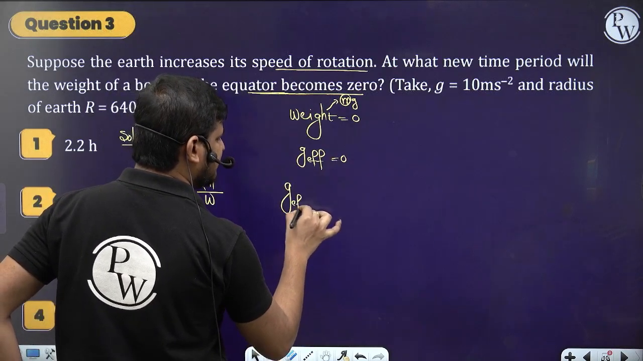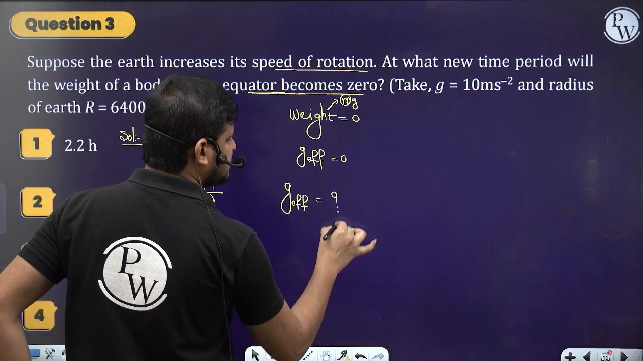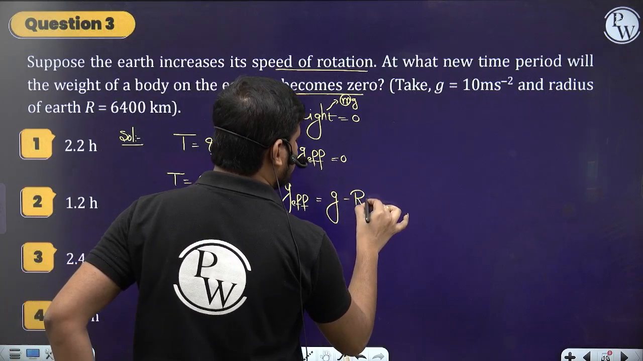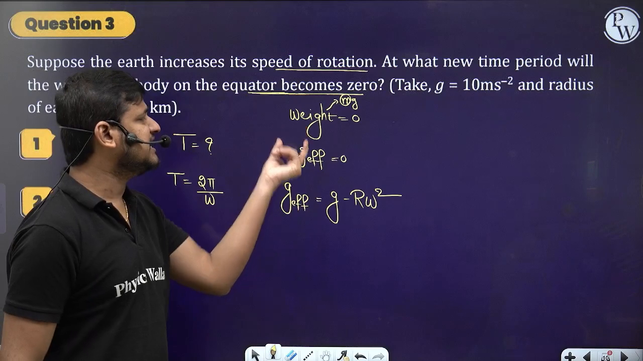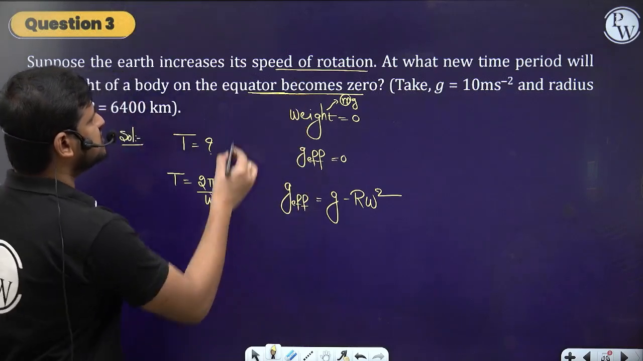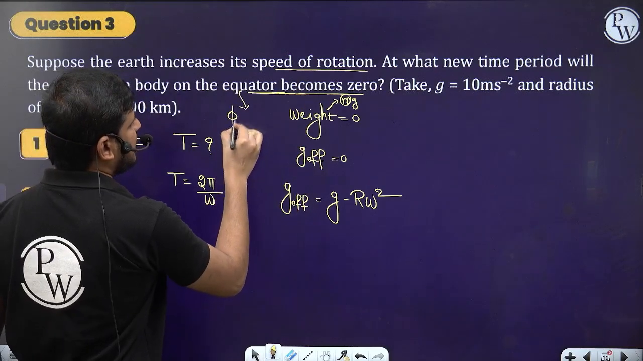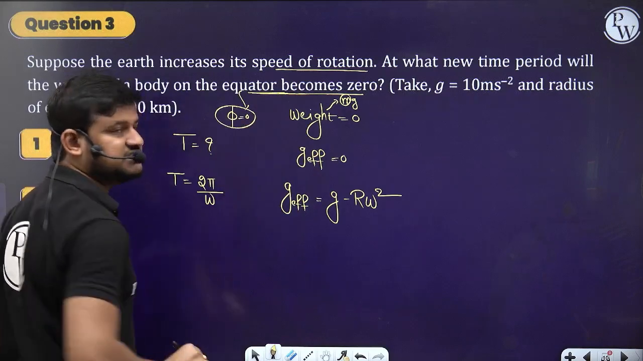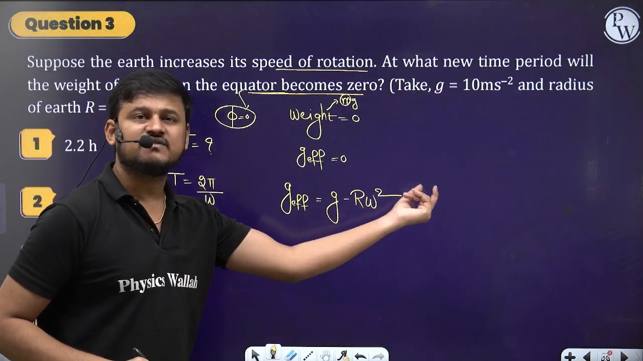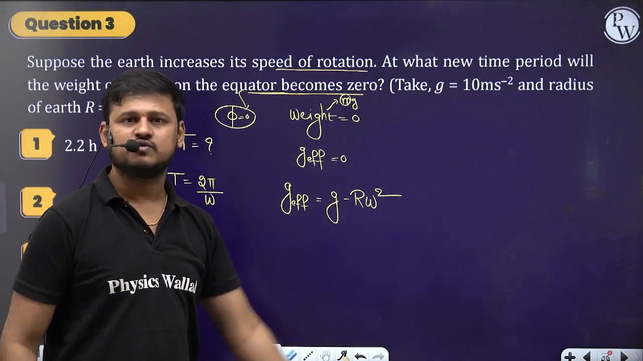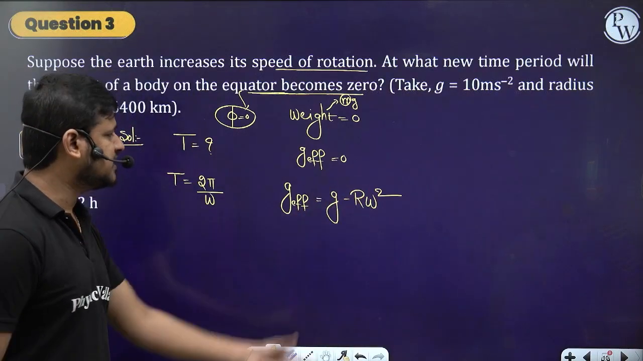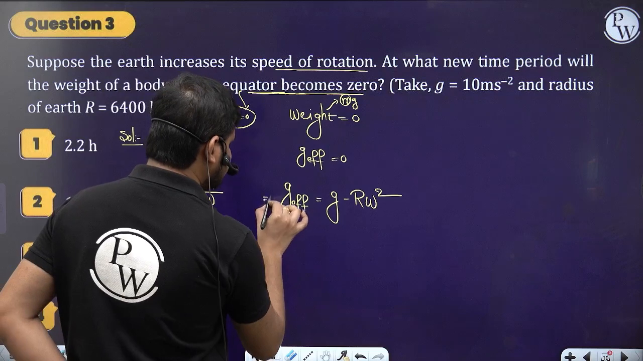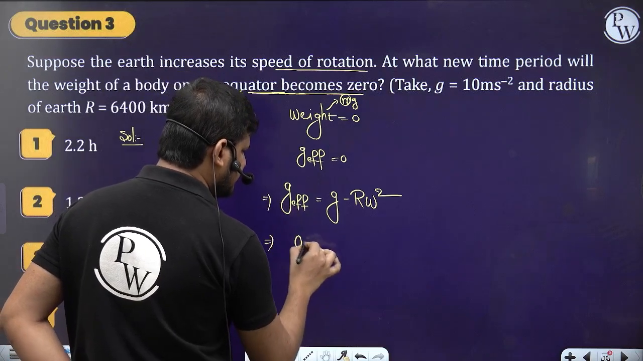So what is the G effective at the equator? The G effective at the equator is G minus R omega square, because at the equator the phi value is 0. So cos square phi, cos square 0, which is 1 square into 1, means R omega square into 1 is R omega square only. So this value is 0 now. This G effective is 0.